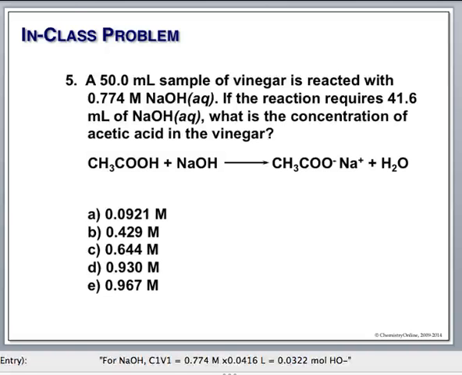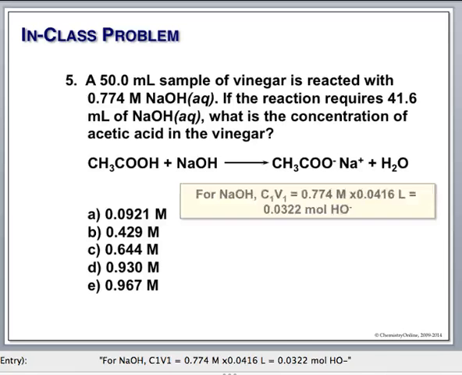"50 mils of vinegar reacts with 0.774 molar sodium hydroxide. It takes 41.6 mils. What's the concentration of acetic acid?" We have different words here, but it's the same problem, isn't it? Same problem. We have a concentration and a volume for sodium hydroxide. Stoichiometry is 1:1.